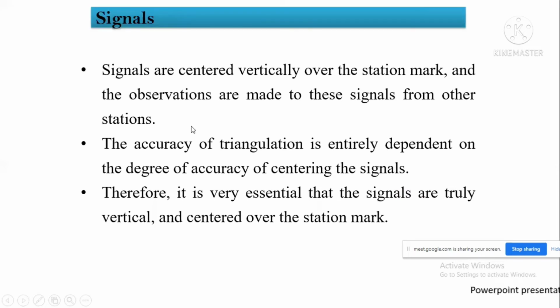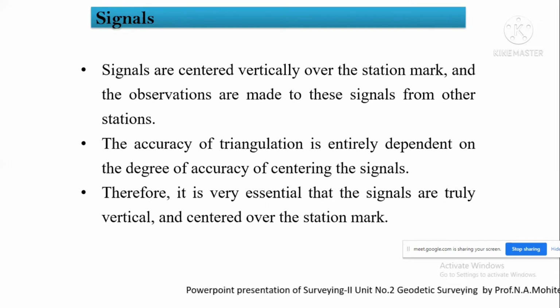Next, signals. These signals are centered vertically over the station mark. Basically, a signal is a device which is used in order to determine or locate the exact position of the observed station, that is, of the triangulation station.